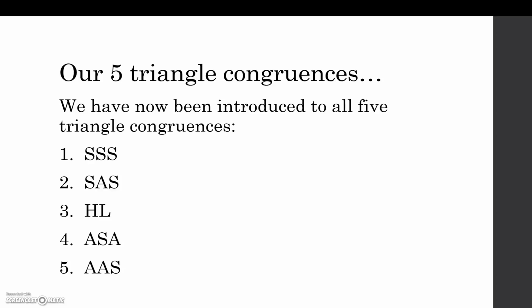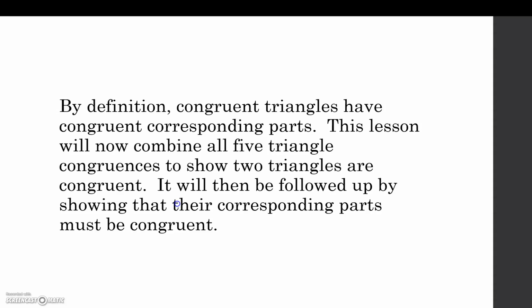So we have side, side, side, side, angle, side, hypotenuse, leg, angle, side, angle, and angle, angle, side. And again, the purpose of these was just to show that two triangles were congruent given limited amount of information. So we didn't have to go through and show that all of the things were going to be congruent. So again, this information was just to show that two triangles were actually congruent.